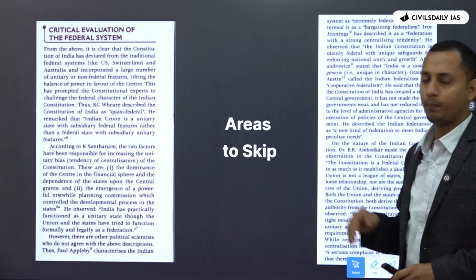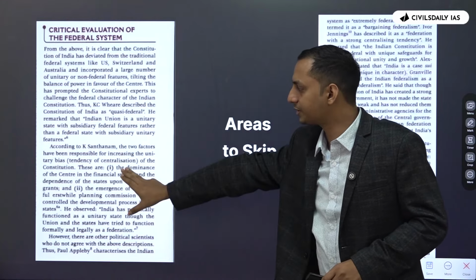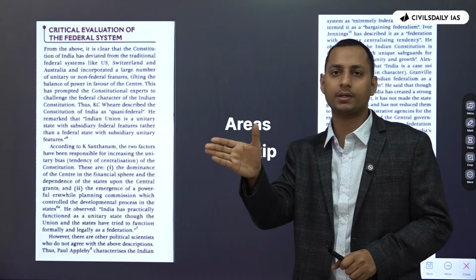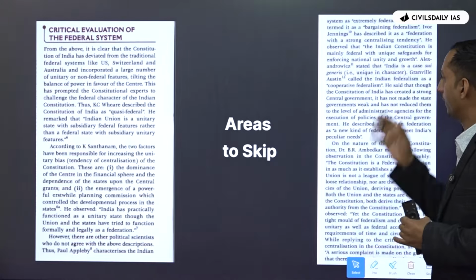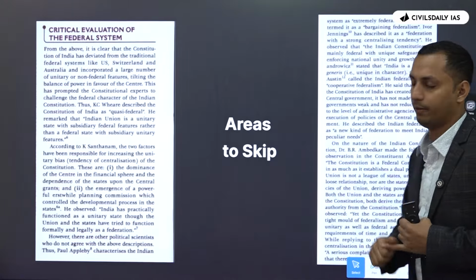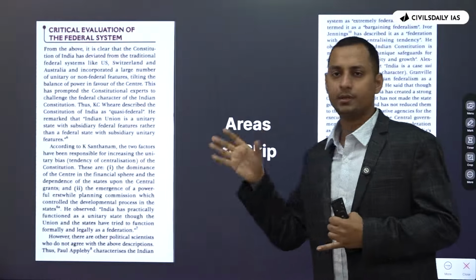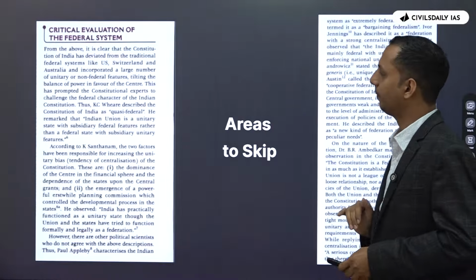What are the areas to skip? Critical evaluation of the federal system. You can completely ignore what is said by different personalities out there. Also here you can see what is said by Granville Austin, what Ambedkar said. These are areas you can completely ignore.